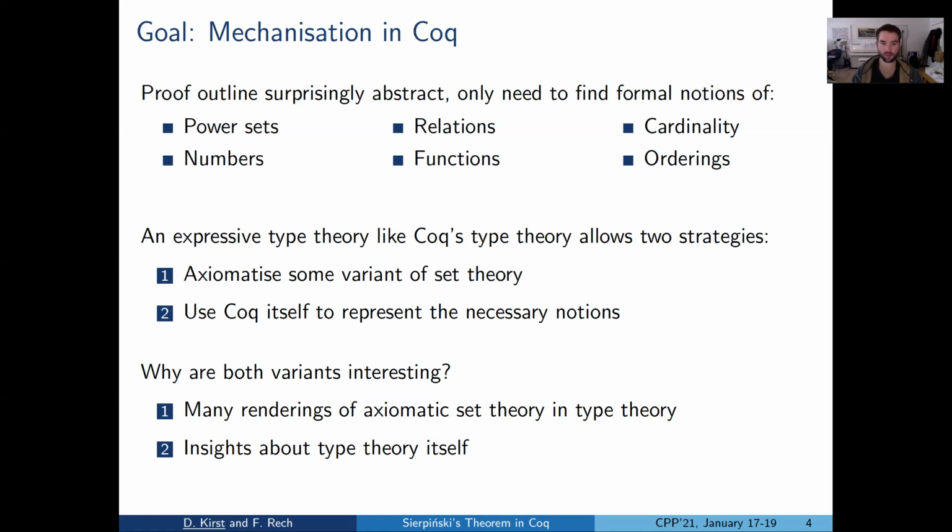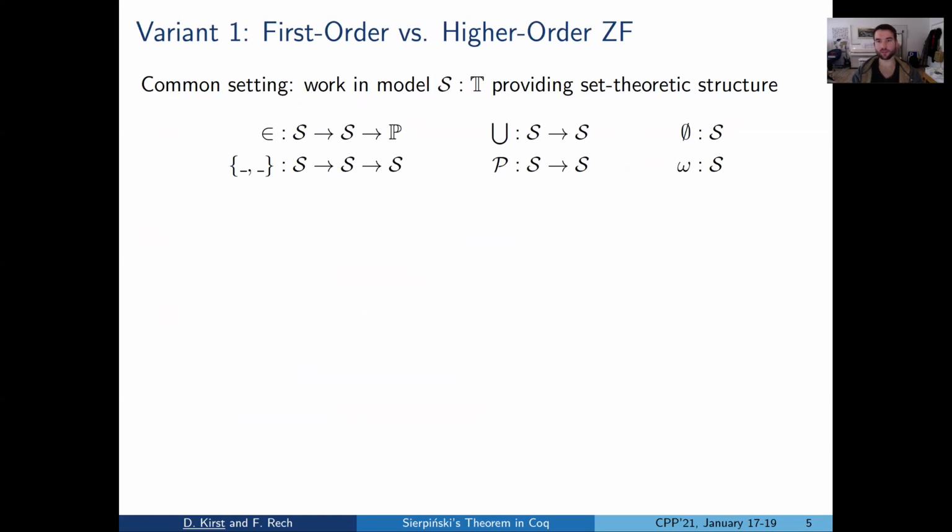Let me now give a little overview, a glimpse of how these two strategies are set up. The first, set-theoretic strategy is set up by axiomatizing a type of sets. So we assume a model in the sense of a type representing sets plus the necessary structure of the Zermelo-Fraenkel axioms. So we need a membership relation and then operations for pairing, union, power set, empty set, and an infinite set.